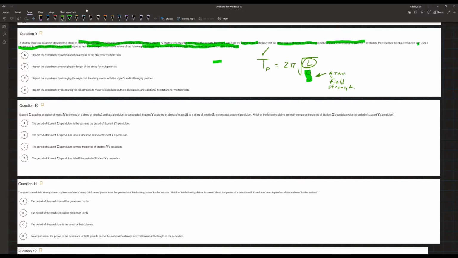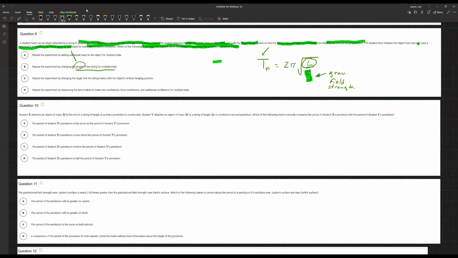Repeat the experiment by adding additional mass. Very important: for a pendulum, the mass does not affect the period of swing. Yes, it feels more force pulling it towards the equilibrium point because it has more weight, but it also has more mass, or inertial mass, and those two effects cancel out. Because the more mass you have, the smaller the acceleration. So one increases proportionately to mass, the other decreases proportionately to mass. Those two effects cancel out. Repeat the experiment by changing the length of the string. Okay, B looks pretty good.